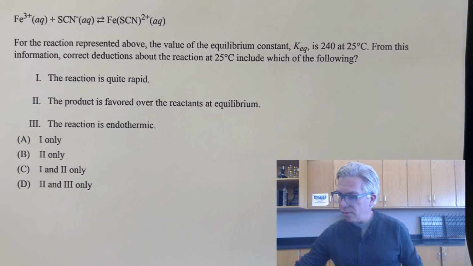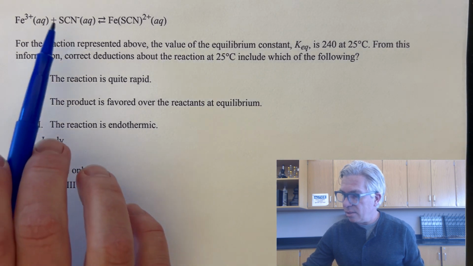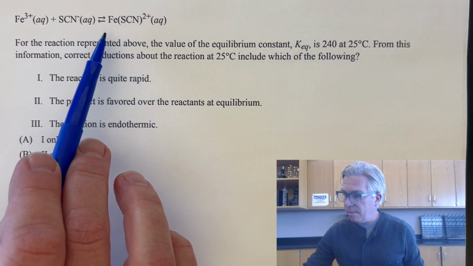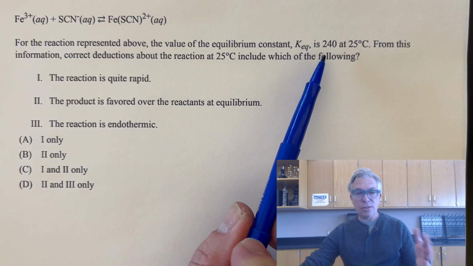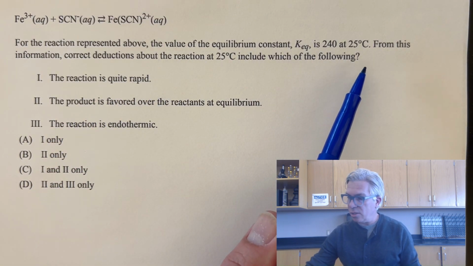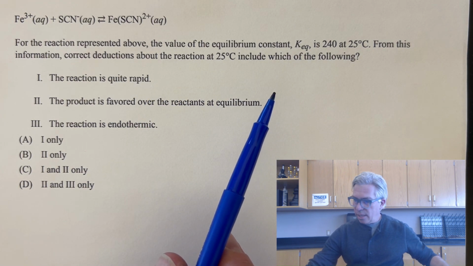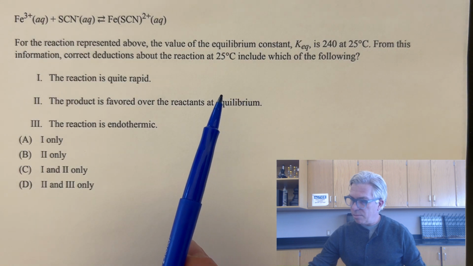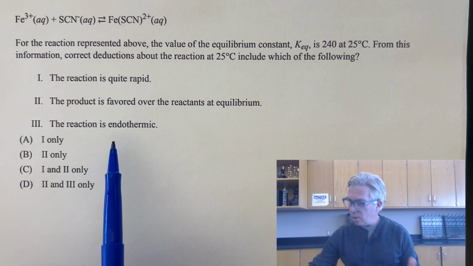All right, here's one based on a reaction that we did in one of our labs. The reaction of iron and thiocyanate ion to make this complex ion with a 2+ charge. The value of the equilibrium constant is 240 at 25 degrees Celsius. From this information, the correct deductions about the reaction include which of the following? All right, and they give us: the reaction is quite rapid, the product is favored over the reactants, and the reaction is endothermic. Okay, so what can we conclude?